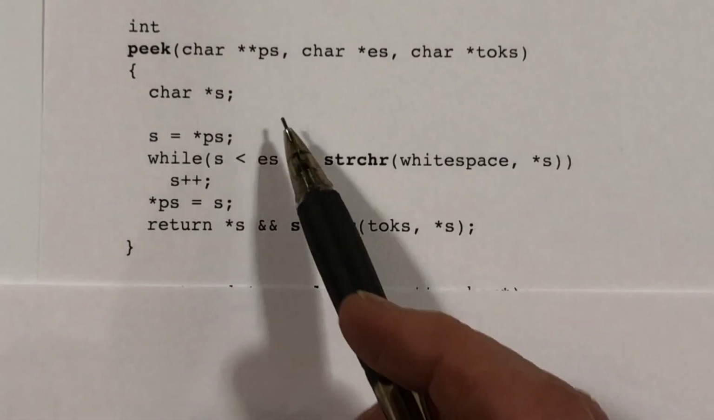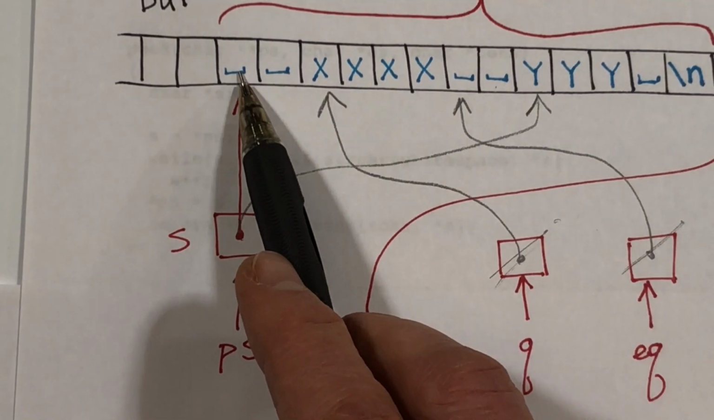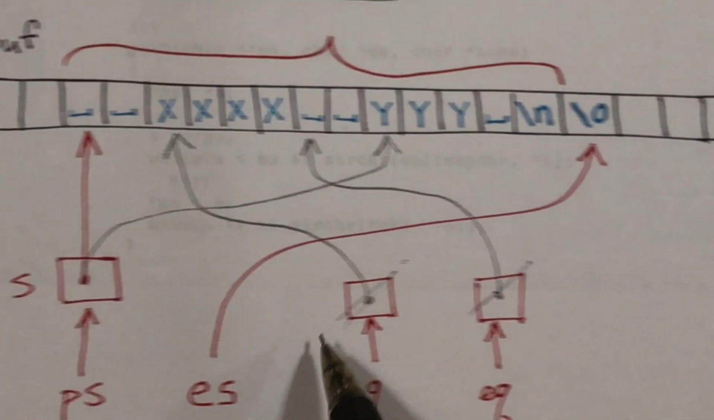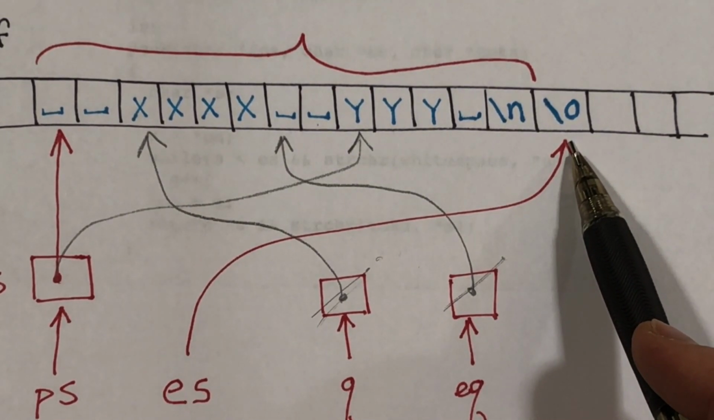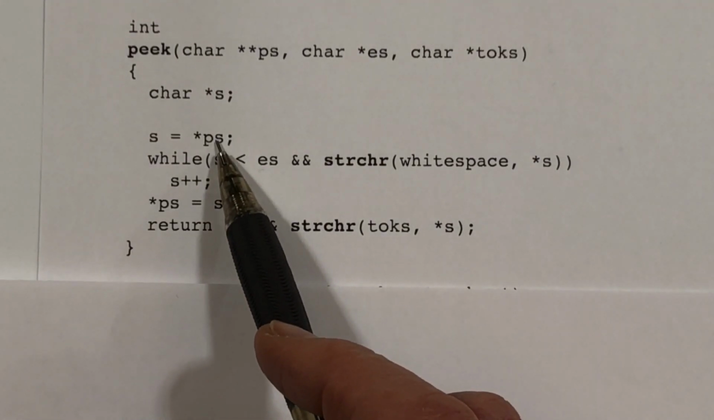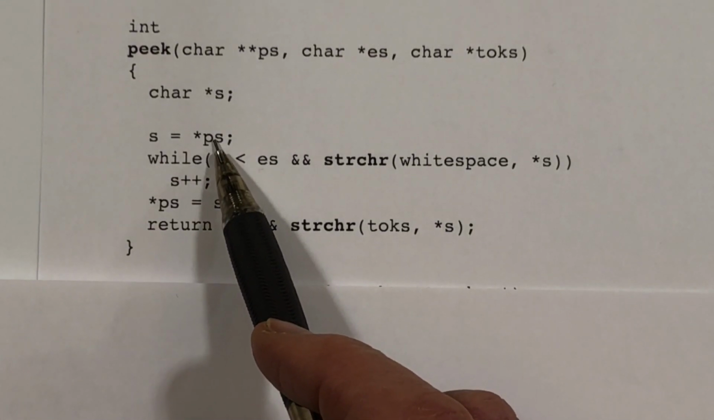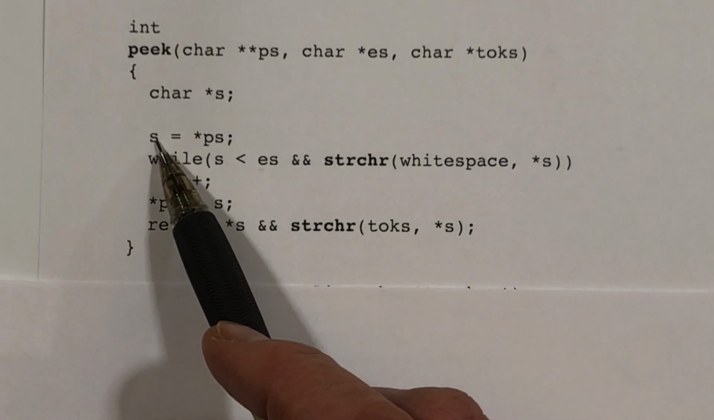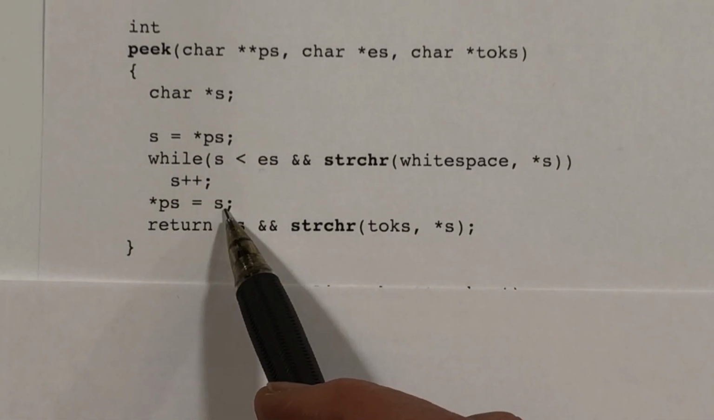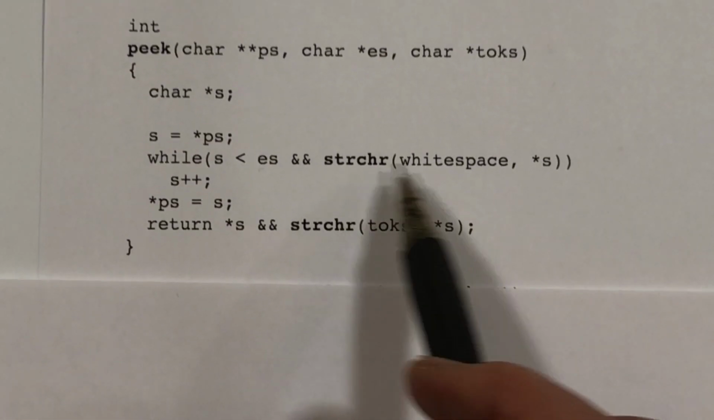Peek works a little bit like GetToken. PS points to a variable that contains a pointer to where to start the scan, and ES contains a pointer to the character after the last character where we stop, to the null character. So peek starts by using a local variable s rather than using double indirection. It copies the pointer to the starting position into the local variable s, and then when it's done, it copies the local variable back. In this loop here, we scan past any white space.